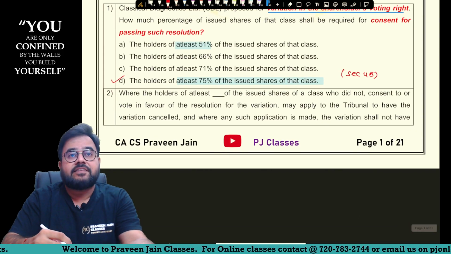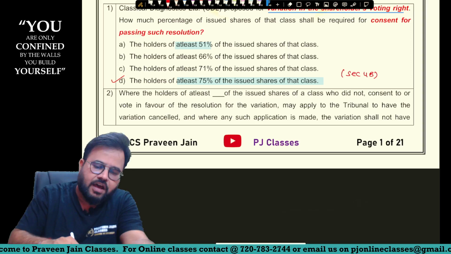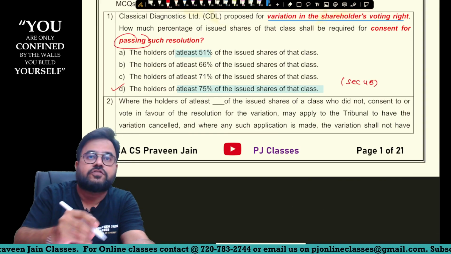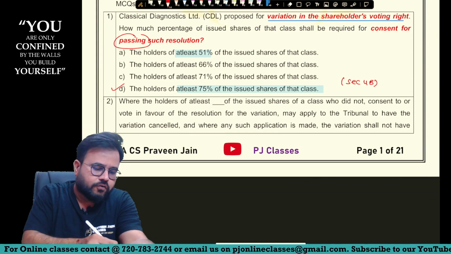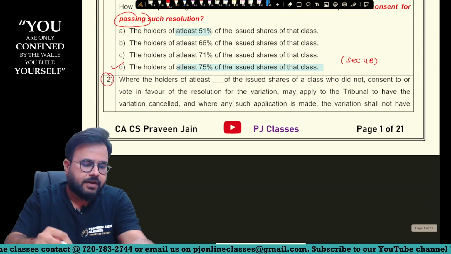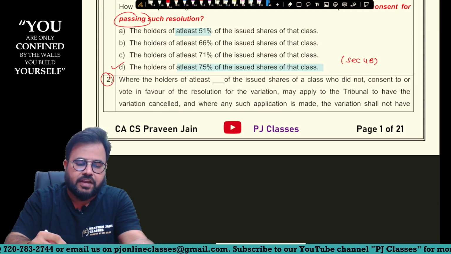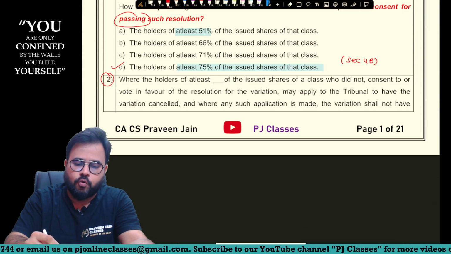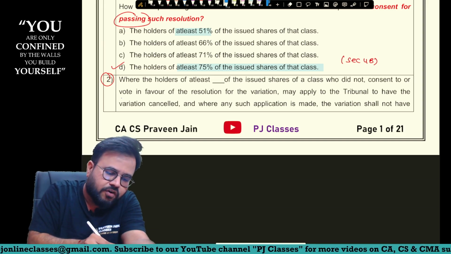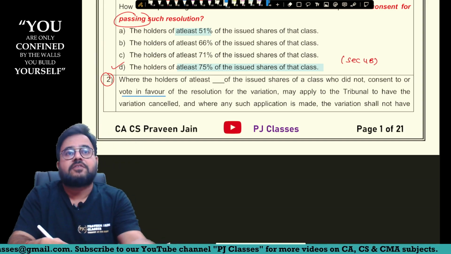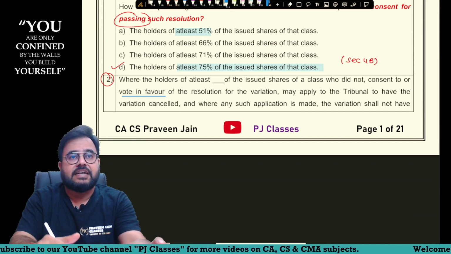Now, 75% of issued shares of that class are going to pass the resolution by special resolution. Now there could be some dissenting shareholders also. So let us talk about that particular point. Second point: where the holders of at least dash of the issued shares of the class who did not consent to or vote in favor of the resolution. Imagine if 75% has approved, then 25% has dissented.